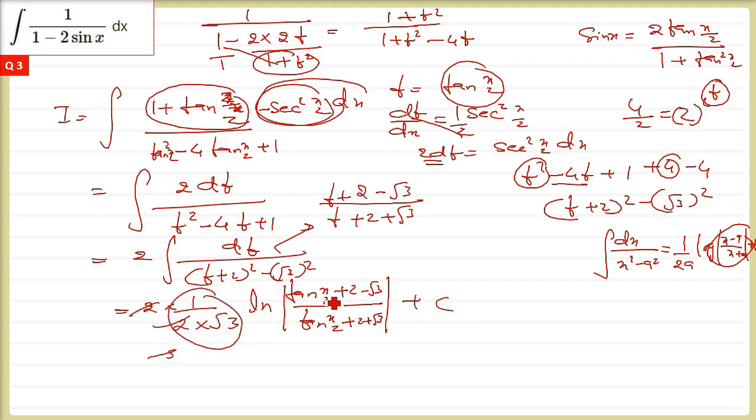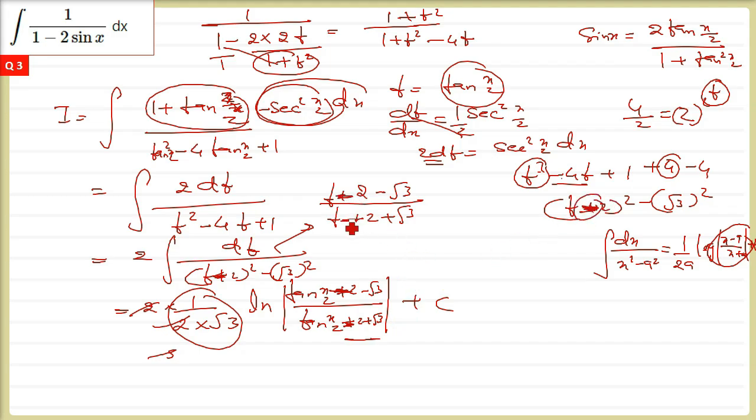So 1 by root 3 ln tan x by 2, I'll just change it as negative. This is negative. And actually this was t minus 2 whole square as I indicated earlier. So I'm just changing the sign because it was the actual sign. I should have put it earlier. But anyways, you understand the things now. So tan x by 2 minus 2 plus root 3. So this is your final result.